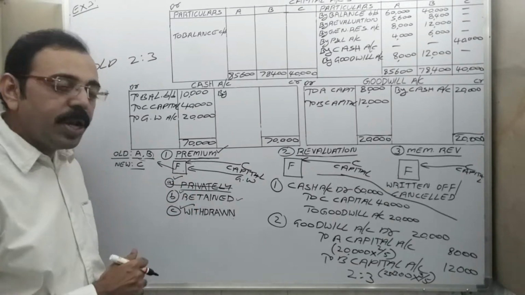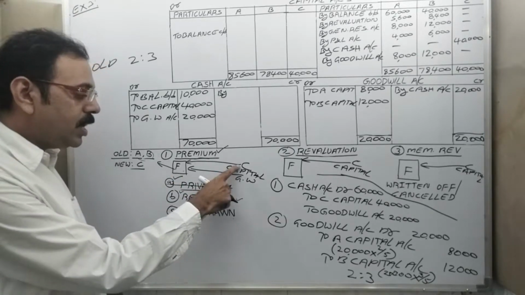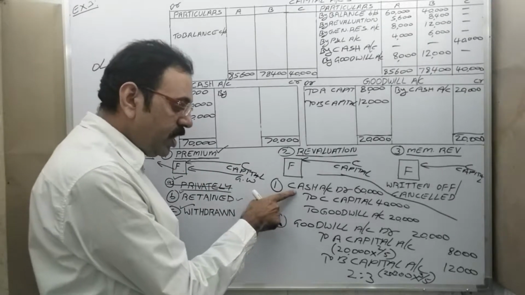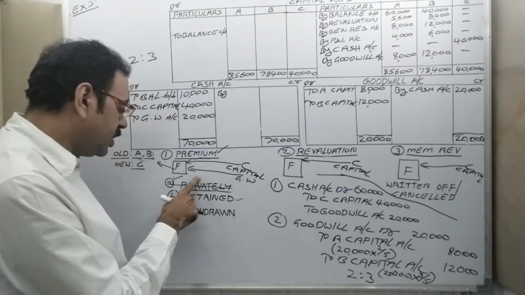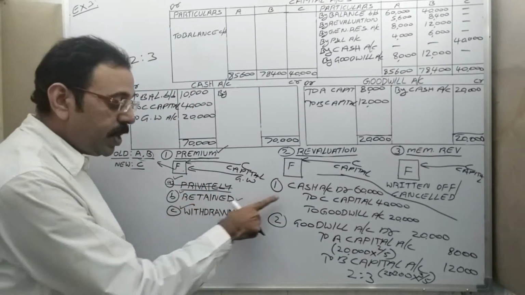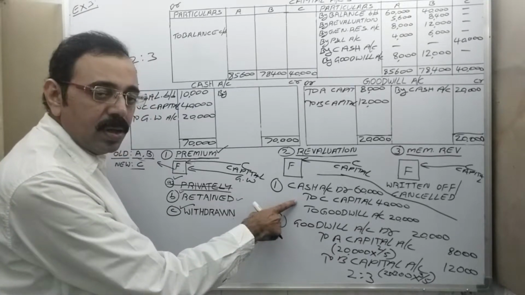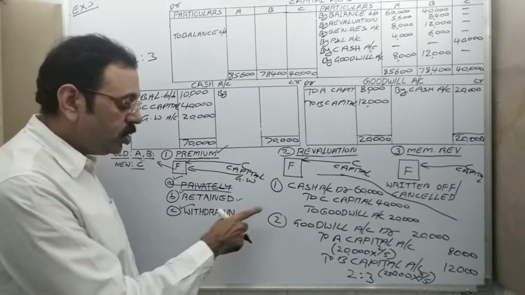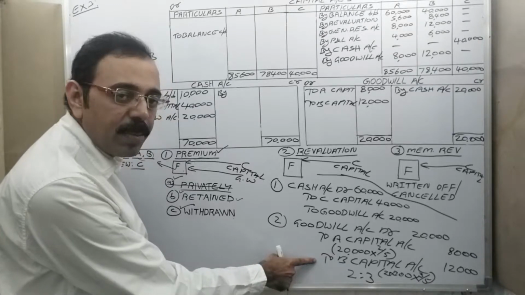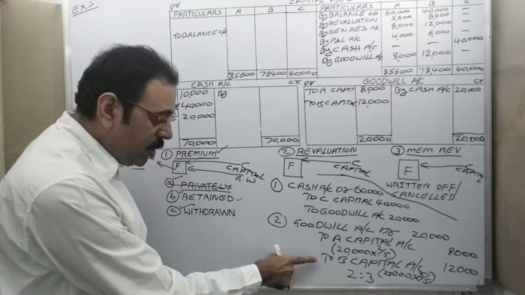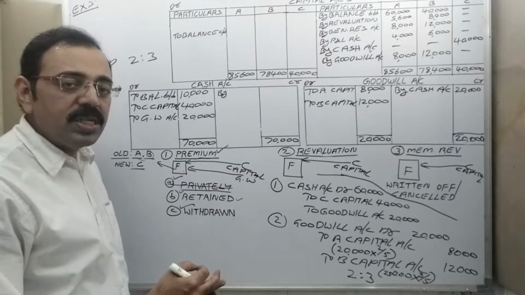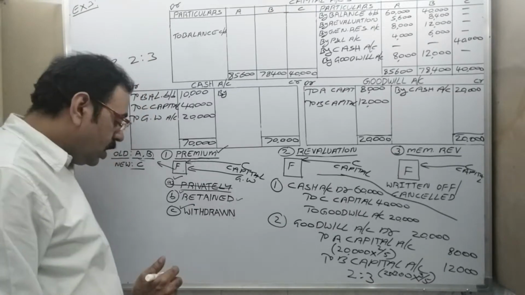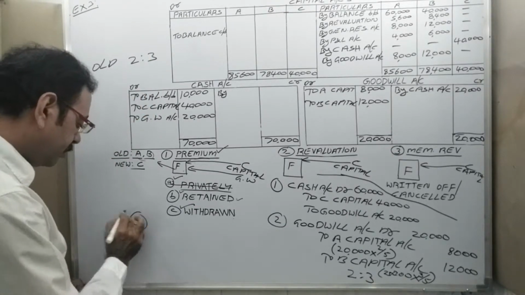Now, three things are happening. First, the new partner is bringing capital and goodwill both. For that, the entry is the same as in premium method B, which I explained; the same entry comes here. And this goodwill belongs to old partners. In sacrificing ratio, we should transfer the goodwill to old partners' capital accounts. For that, in premium B, we wrote one entry. The same entry is applicable in premium C also. First two entries are the same. Now, the third entry is the new one.